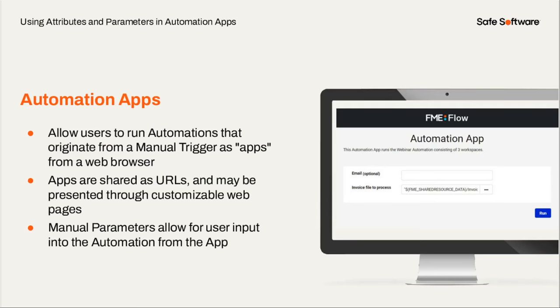Okay, so automation apps allow users to trigger automations with a manual trigger as an app from a web browser. For those that aren't familiar, our FME Flow apps are no-code, completely customizable web apps that are shared out as URLs. With automation apps specifically, manual parameters that we've already seen demoed allow the users to input and customize the values flowing through the triggered automation.